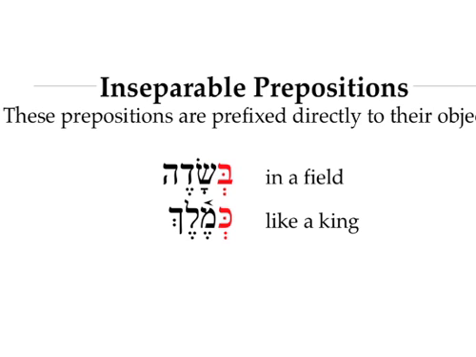In the first example, ba-sadeh, in a field, the inseparable preposition ba is prefixed to its object, field. In the second example, ka-melech, the inseparable preposition ka is prefixed to its object, melech, like a king. Now there are only three inseparable prepositions in Hebrew, and they're the three most common prepositions in Hebrew.